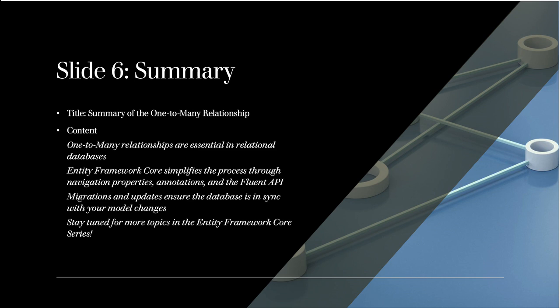To summarize, one-to-many relationships are a common and powerful tool in relational databases. With Entity Framework Core, setting up the relationship becomes straightforward using primary key, foreign key and navigation properties. Once you set it up, a migration is applied to your database to ensure everything is synced.